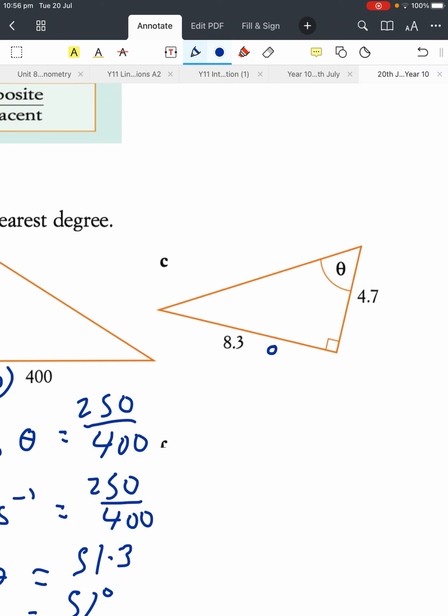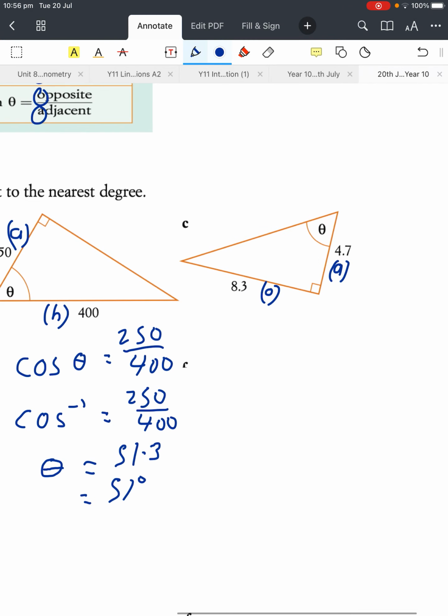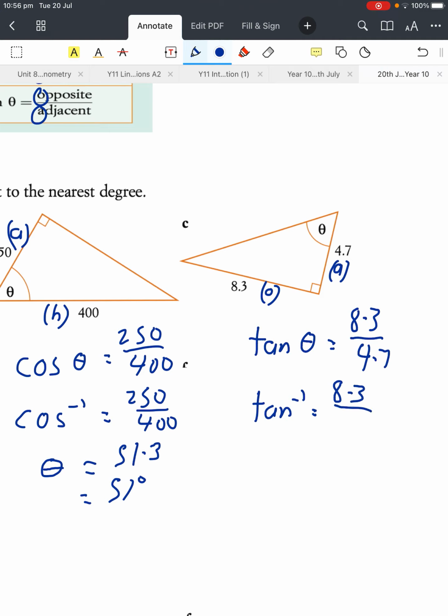In this question here, this is the opposite because it's opposite the angle. This is the adjacent because it's next to the angle. So we say which one uses O and A. Go back up the top and you can see tan uses O and A, opposite over adjacent. So this is a tan question. So we press tan, theta, or the angle we're trying to find, is equal to opposite on the top, adjacent on the bottom. Again, I like to write tan minus 1. You don't have to.